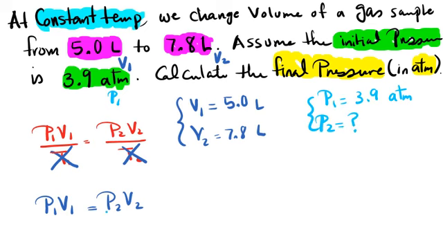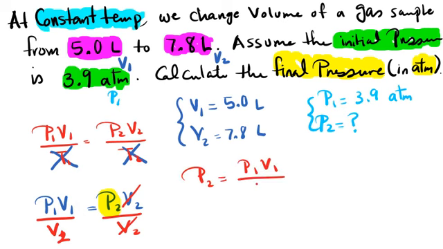So P1 V1 is equal to P2 V2. We are going to solve our problem for P2. Let me highlight P2. We are going to isolate P2 in this equation. I am going to divide both sides by V2, and cancel out V2. That is why I divided both sides by V2. So the rearranged equation is P2 equals P1 V1 over V2.